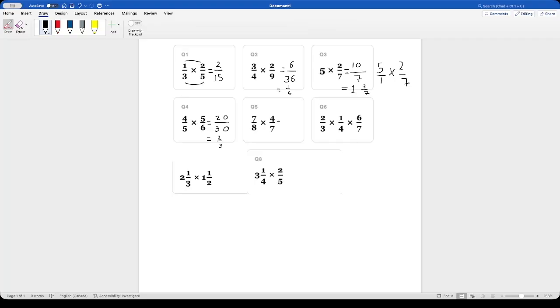Okay, next one, 7 times 4. What's 7 times 4? 28. All right. And then what's 8 times 7? That's going to give us 56. Now, simplifying this may be a little bit tricky.